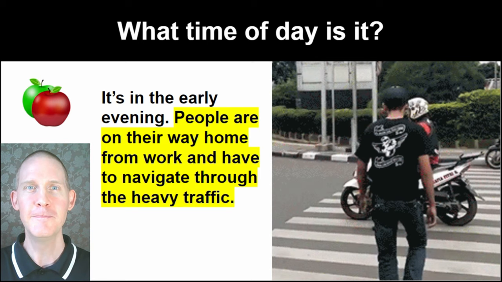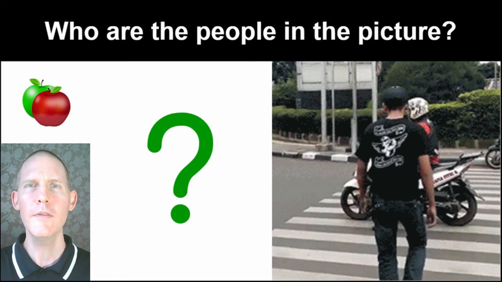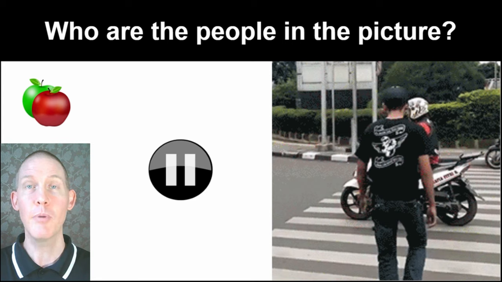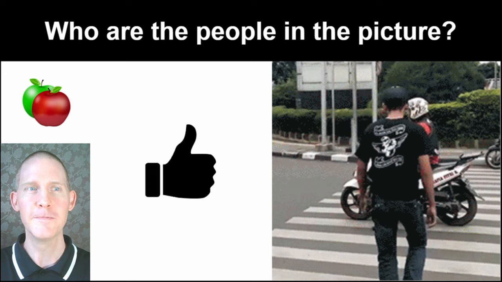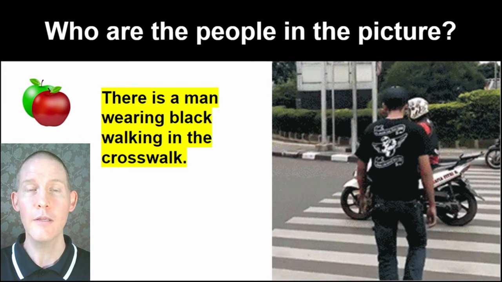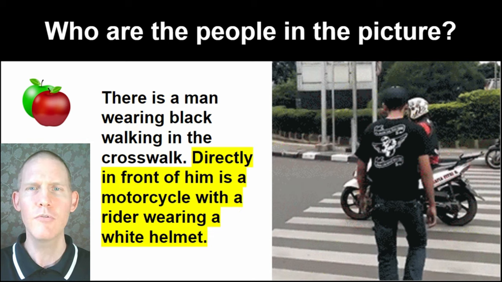Next question. Who are the people in the picture? All right, pause the video and come up with your answer. Here's my answer in 5, 4, 3, 2, 1, 0. There is a man wearing black walking in the crosswalk. Directly in front of him is a motorcycle with a rider wearing a white helmet.